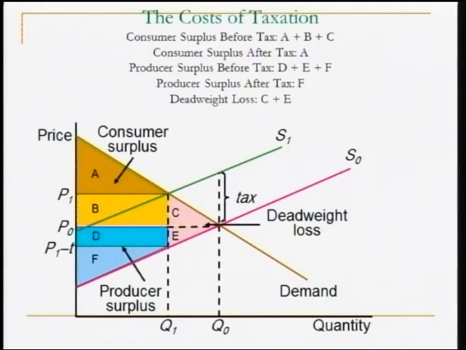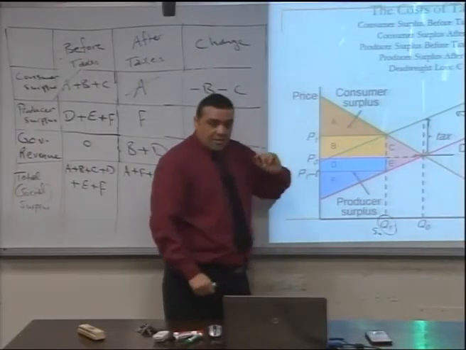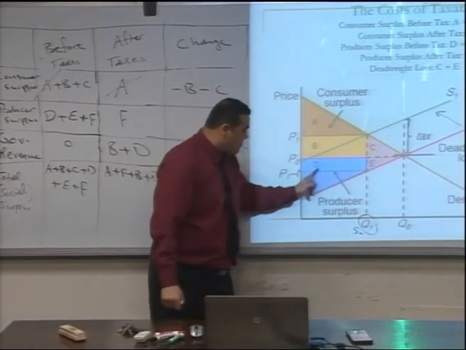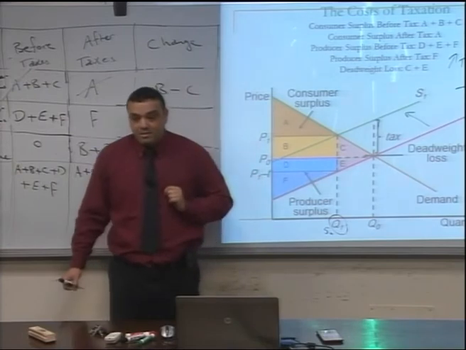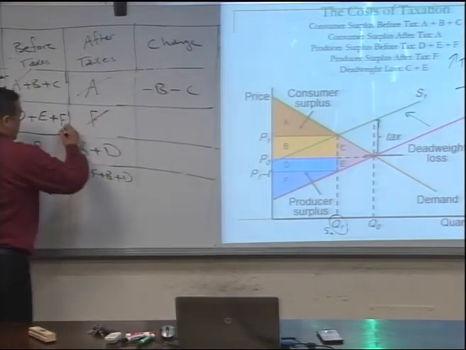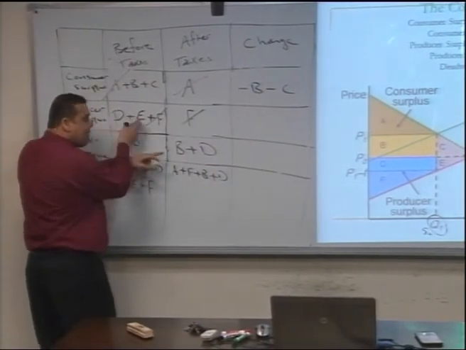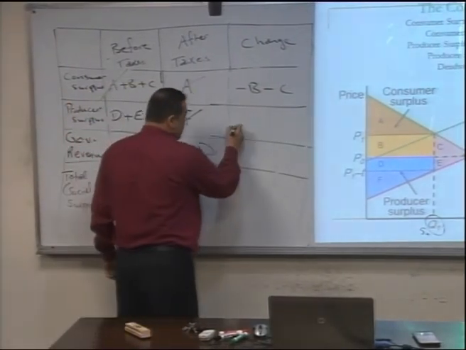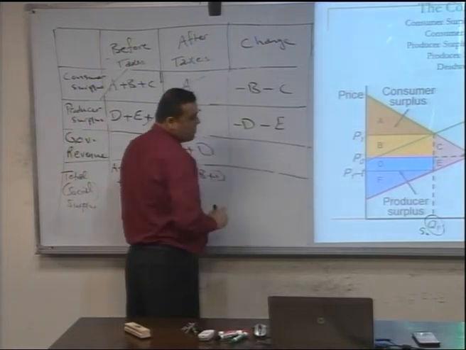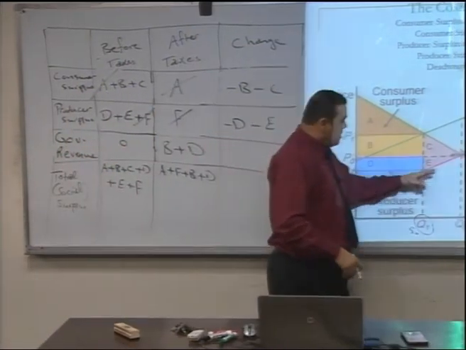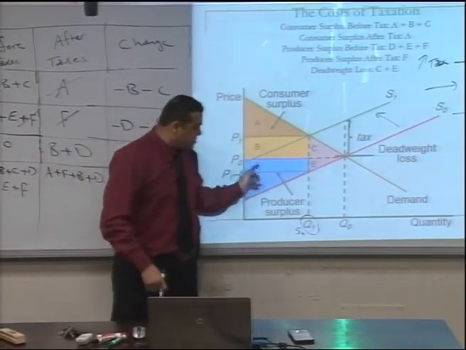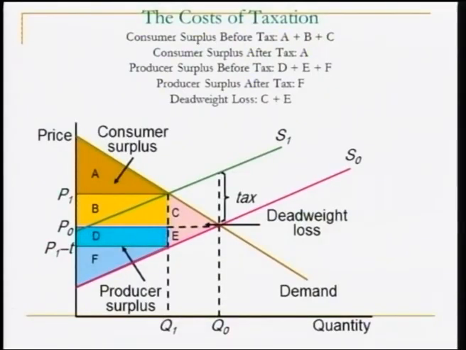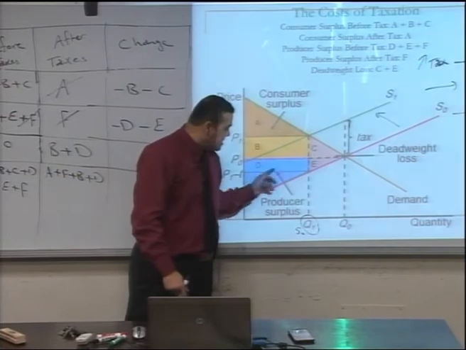What about the producer surplus? The original situation was F, D, E. Now it's just F, so the producer lost D and E. Let's check it here: F with F, so minus D minus E. The original producer surplus was FDE. Now it's just F, so the producer loss is D and E.